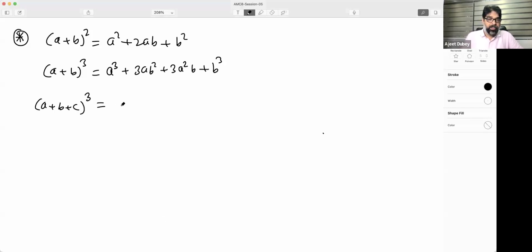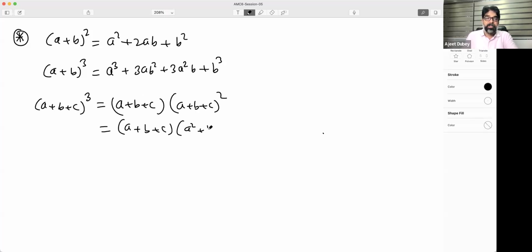You can remember it this way. I asked (a plus b plus c) whole cube. That's what we can see: (a plus b plus c) into (a plus b plus c) whole square. You can expand the whole square. That is the general case, same as the general formula of this. So we can say a square plus b square plus c square and then take 2 at a time, means 2ab plus 2bc plus 2ca. And further we can multiply and we can get the generalized result.